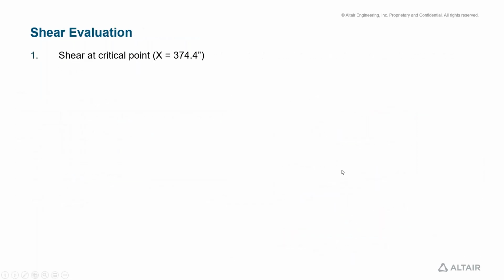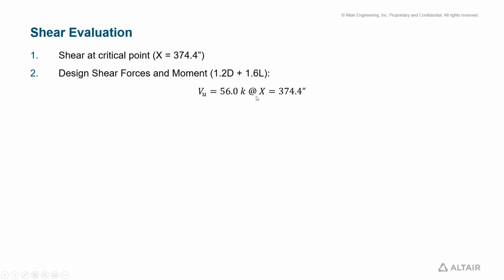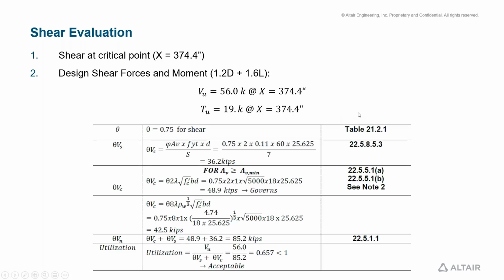As for shear evaluation, we're looking at shear at the critical point x equals 374.4 inches. For the design shear forces and moments with this loading scenario, we have 56 kips at 374.4 inches, and our torsion, which would be 19 kips at x equals 374 as well. Now, according to clause 9.4.3.2, the beam shall be permitted to be designed for the shear at the critical section located at a distance of d equals 25.63 inches from the face of the support. In this member design, due to the variable spacing of the stirrups along the member, the controlling section for shear wasn't actually located at the member end. But you can see here the shear capacity that we're working with, 85.2 kips.